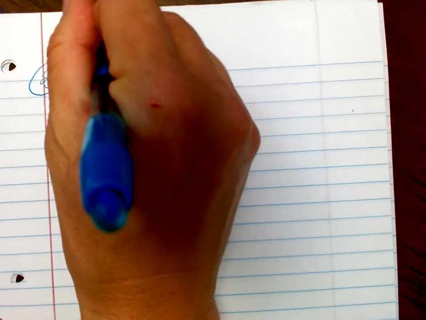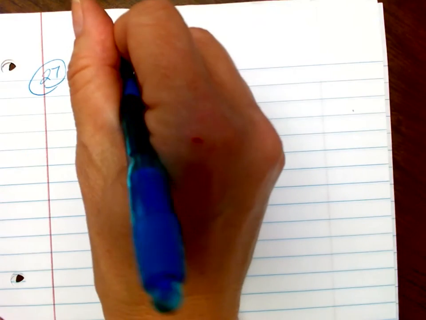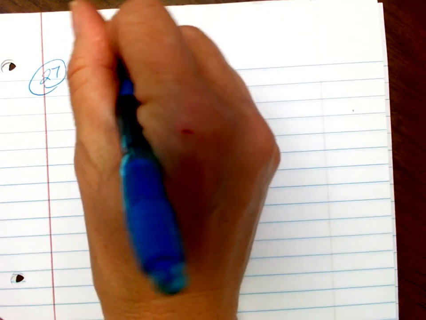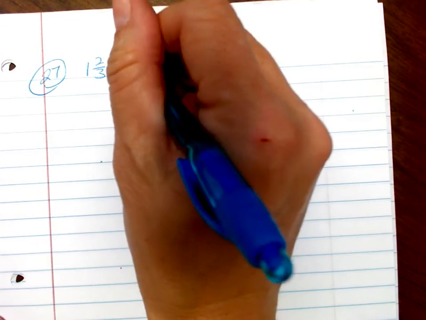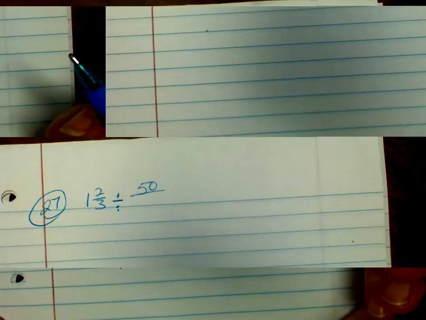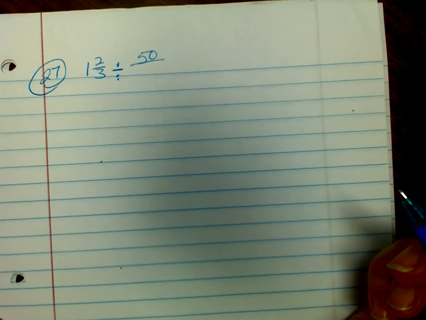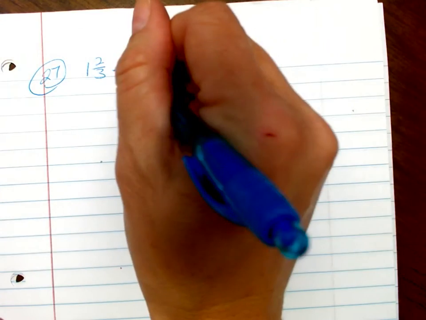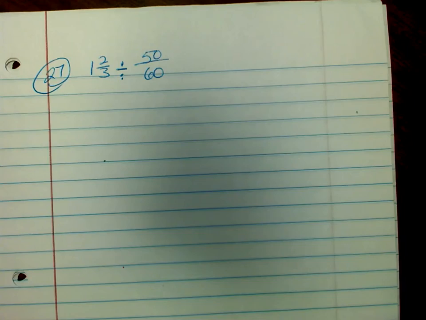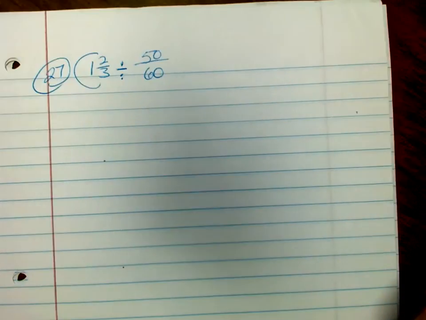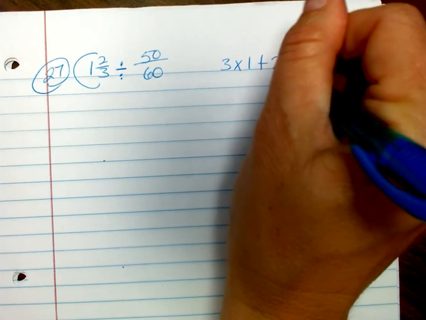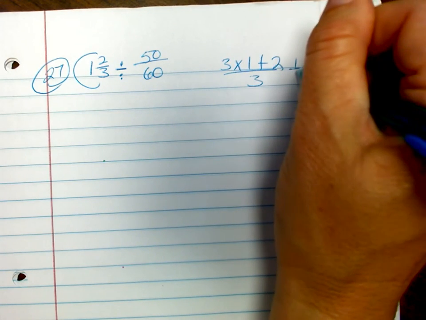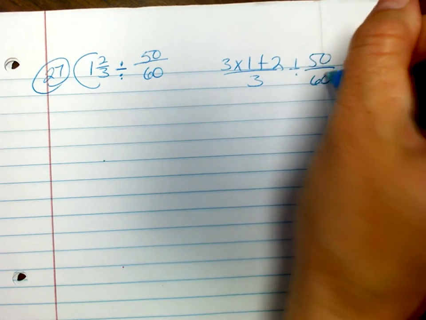Okay, she is walking 1 2/3 miles. Divide that by the hours. Remember, in hours, she walked for 50 minutes. But how many minutes are in an hour? 60. Do the C trick. 3 times 1 plus 2 over 3 divided by this.